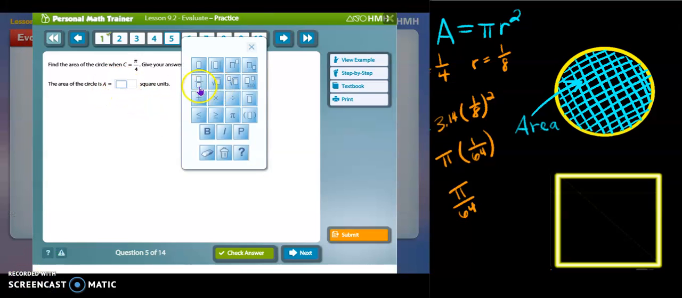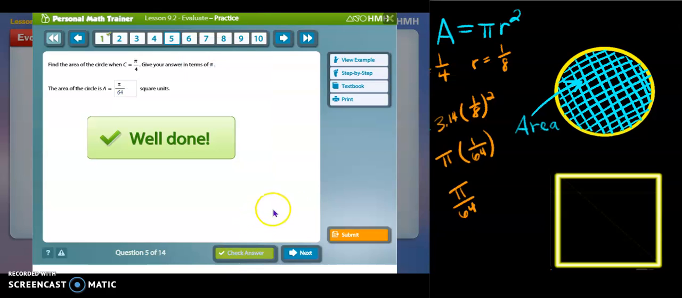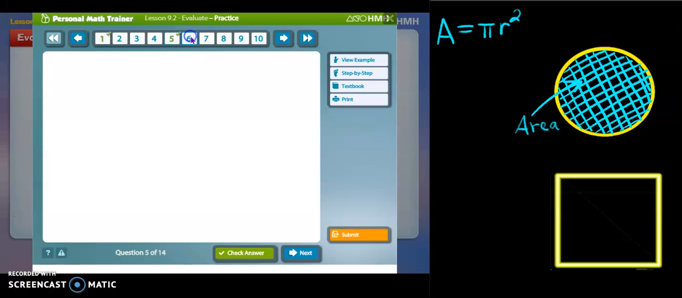So you probably have to type this in as a fraction. Pi would go on top with a fraction. 64 would go on the bottom. Voila, there you go. And hopefully I can get these other problems in here. I'm kind of running out of time. This one's a pretty easy one.